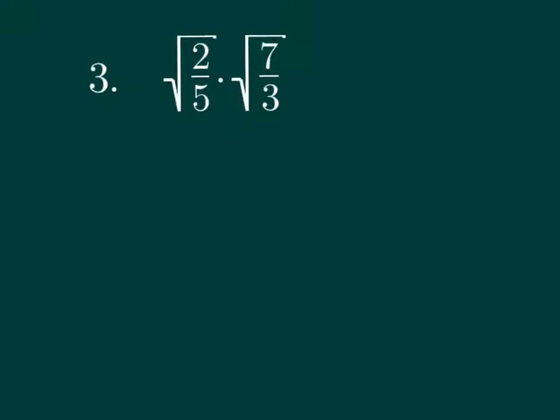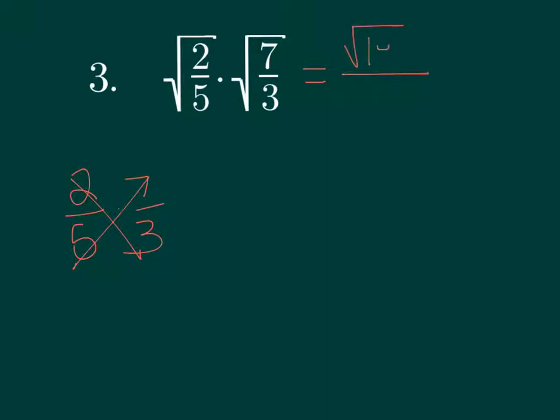Next one, I have 2 fractions that I'm multiplying. So again, look at it as if it were just 2 fractions. You're looking, can I cross cancel? Can I reduce? And we can't, so it's okay. So we're going to do what we would normally do in a multiplication problem. We're going to multiply straight across. So 2 times 7 is 14, and 5 times 3 is 15.